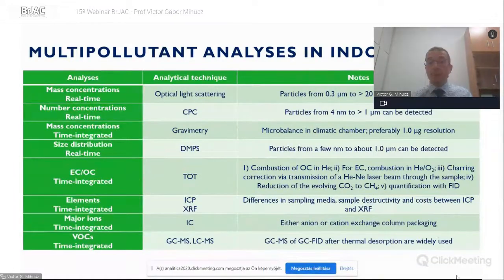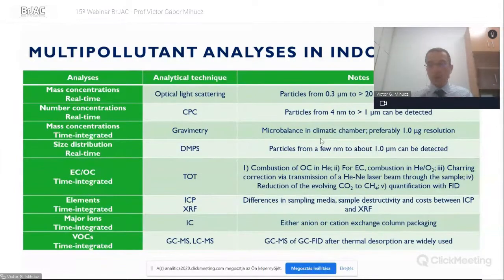And then the mass concentration is determined through weighing on a microbalance in a climatic chamber. The problem, especially if it's an indoor PM sample, is that the resolution of the microbalance should be around 1 microgram. And the problem is that also the relative humidity should be very strictly controlled.